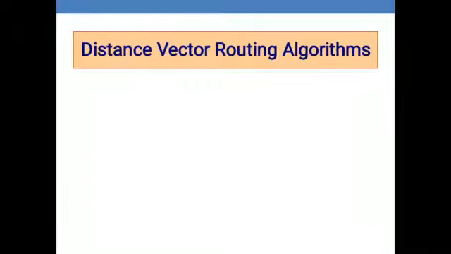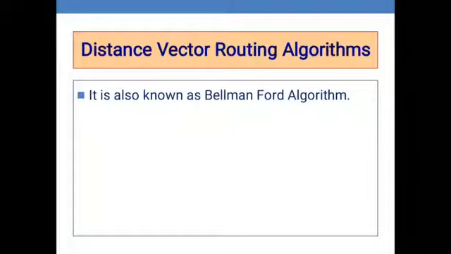So what is this distance vector routing algorithm? It is also known as the Bellman-Ford algorithm. This distance vector routing algorithm is also called the Bellman-Ford algorithm. It was introduced in the 1960s to 1970s.